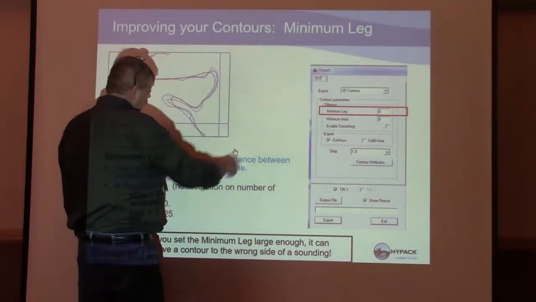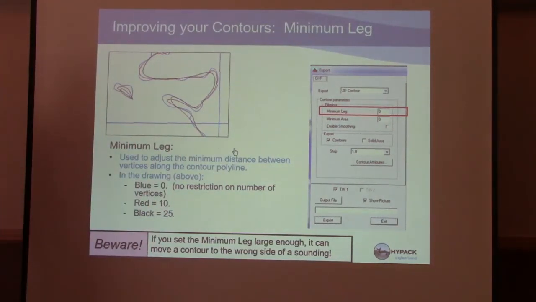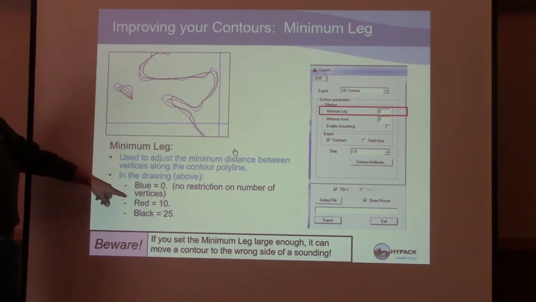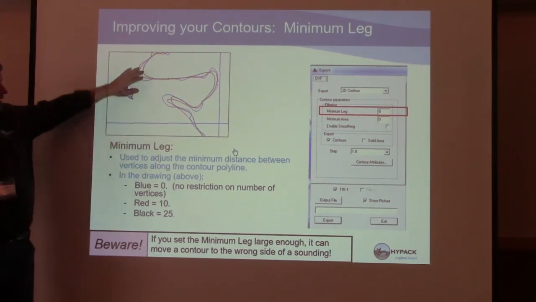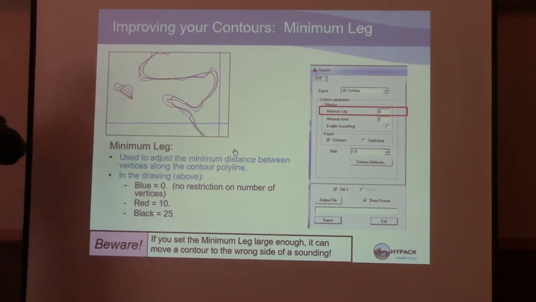Minimum leg up here. So you can see how the blue line has no restrictions on the number of vertices. You put in 10 and it makes it a smoother line. You put in 25 and it makes it an even smoother line. So your minimum leg is actually going to generate a much smoother contour. That doesn't mean that you're less or more accurate where the contour belongs. It's just a different way of smoothing those contours out to generate a more realistic display.